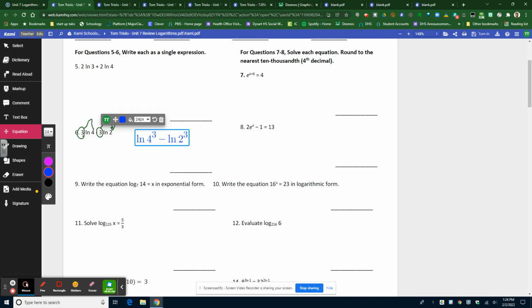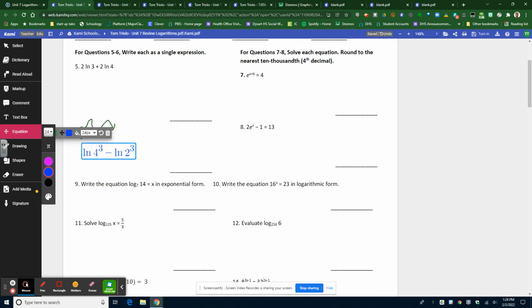Y'all are honor students, so we can do 2 steps at once, can't we? So ln, make a parenthesis, make a fraction bar, because we're going to use the quotient rule. 4 cubed is 64, 2 cubed is 8. But your answer should always be simplified. So my final answer here is ln 8, because 64 divided by 8.